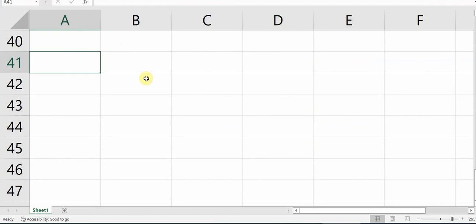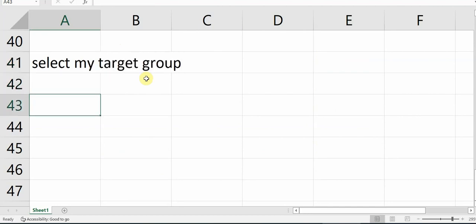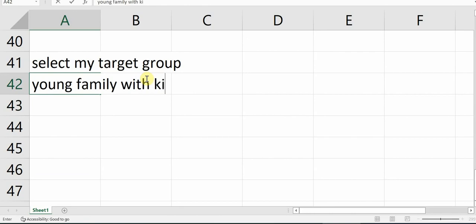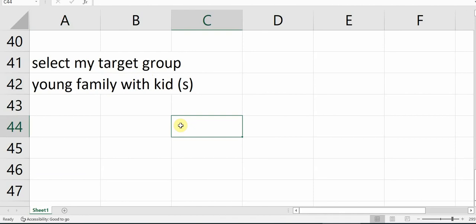Now, I have to first select my target group. So do you want to rent to only single or family without kids or family with kids? You have to select your target group. Cannot be blindly choosing people. So let's say my target group is young family with kid or kids, one or two. In the big city nowadays, people don't have many kids. Maximum also two, not more than three.